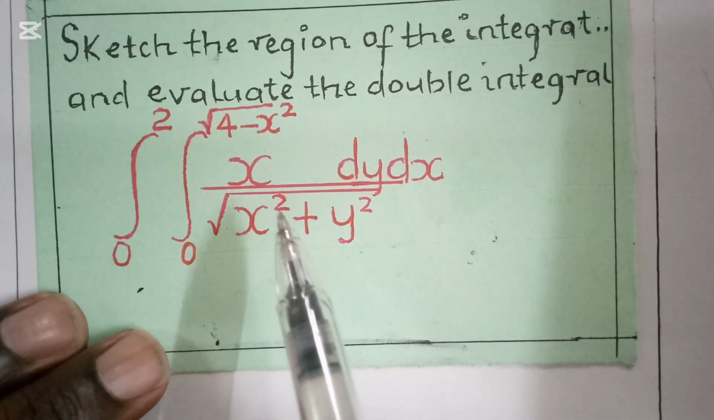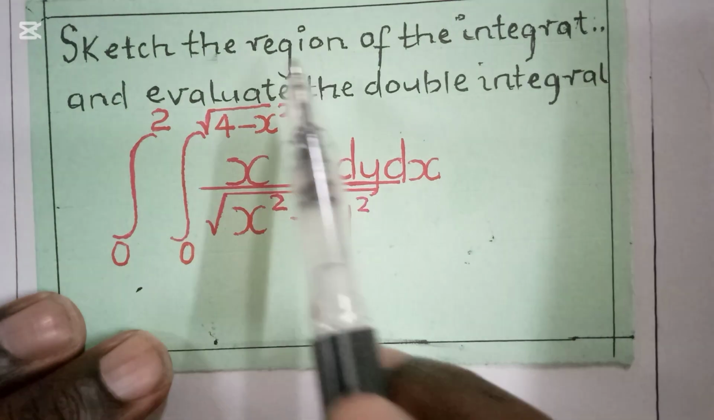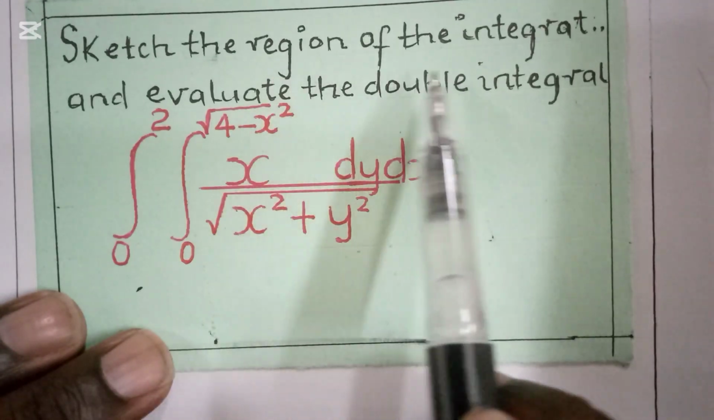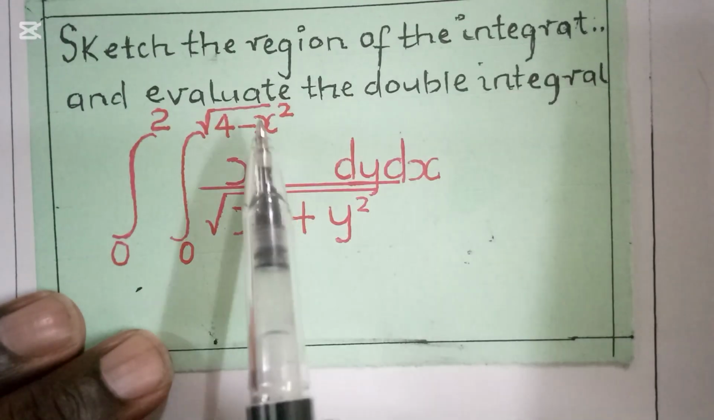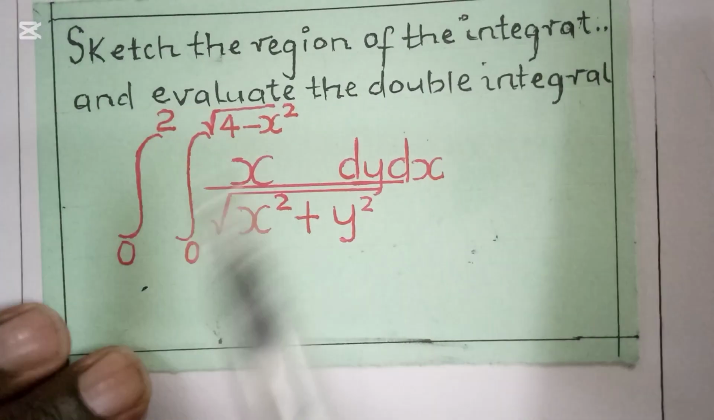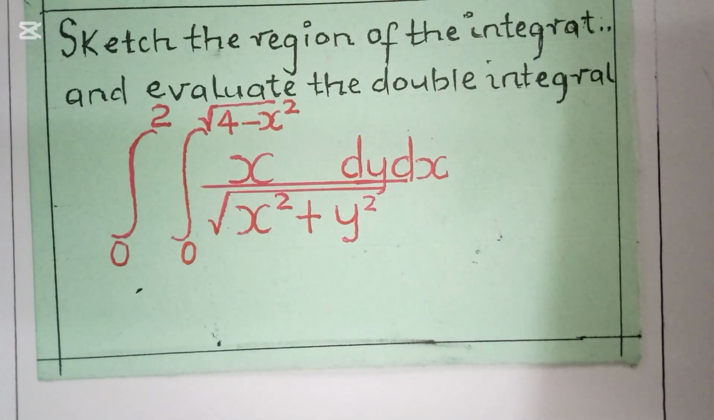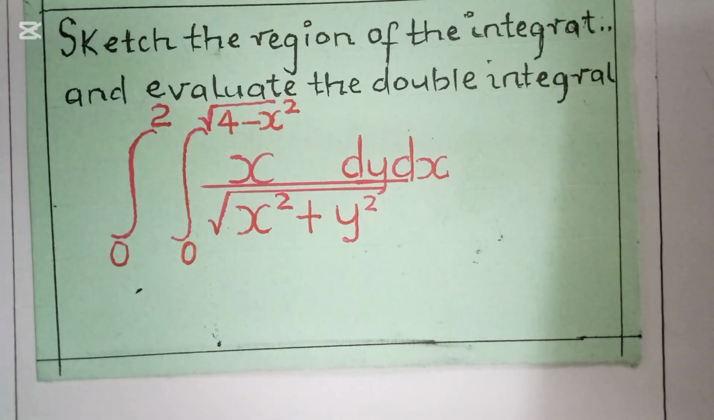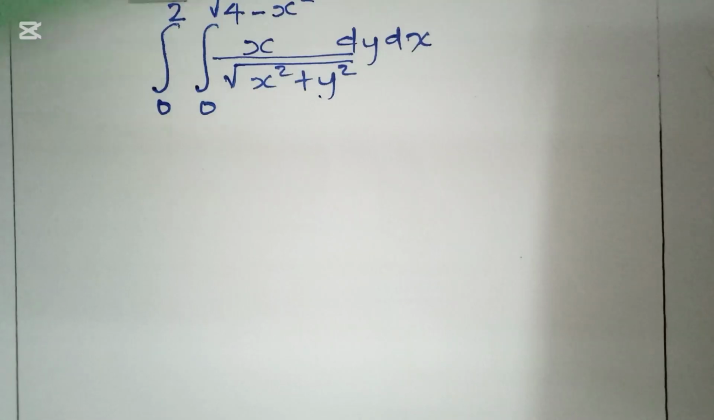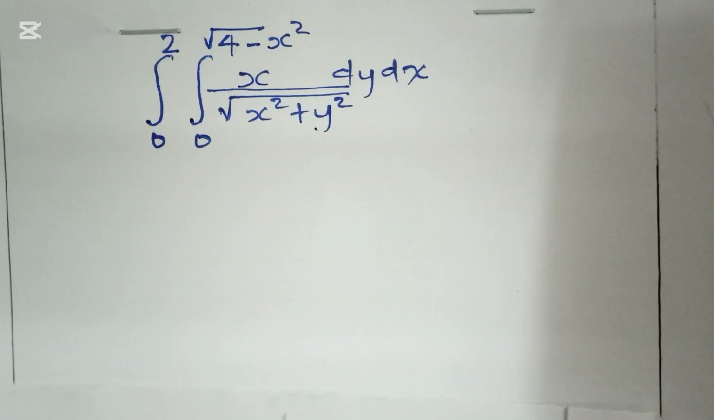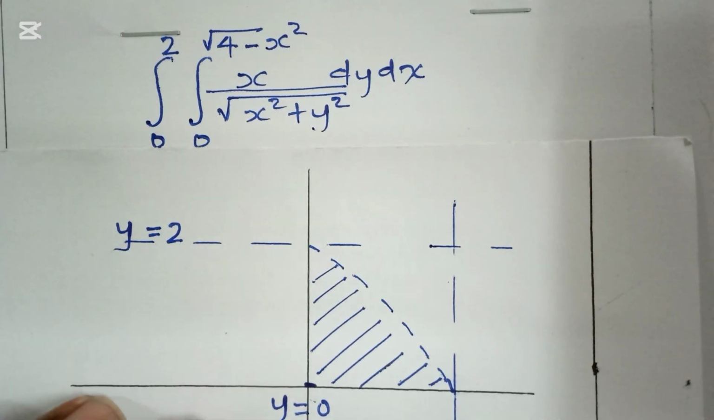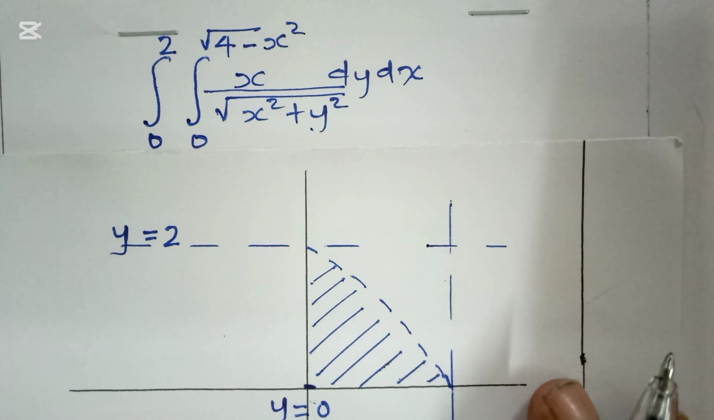Guys, we do this problem. I read it first. Sketch the region of the integration and evaluate the double integral. So guys, we are given this integral. And the first thing we are supposed to do is to sketch the region of integration. With this equation here, I have already drawn the region of integration.